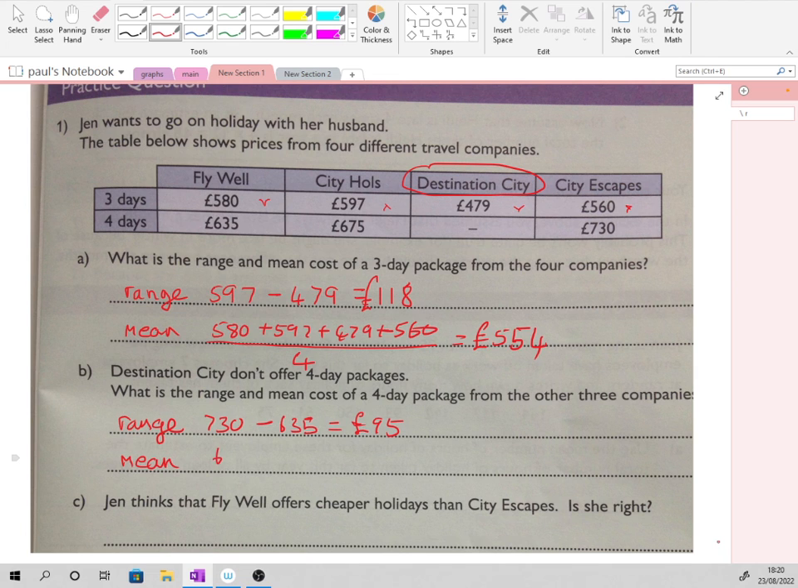And the mean is going to be 635 plus 675 plus 730, and this time we just divide by 3. So 635 plus 675 plus 730 equals 2040, divided by 3 is 680.